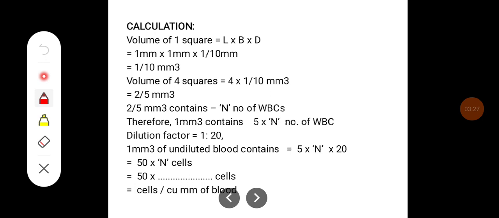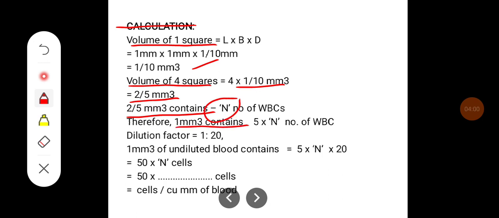So in the calculation, we are going to count the number of WBCs which are present in all the four squares. For that, the volume of one square, the length, breadth, and depth, is equal to 1 by 10 millimeter cube. So the volume of four squares is 4 by 10 or 2 by 5 millimeter cube. So 0.4 millimeter cube contains n number of WBCs. Therefore, 1 mm cube contains 5 into n number of WBCs.